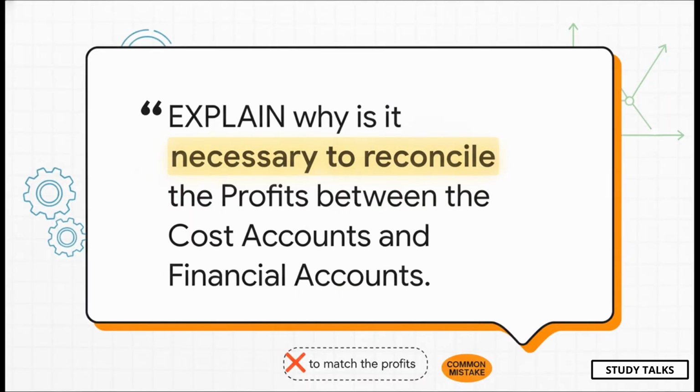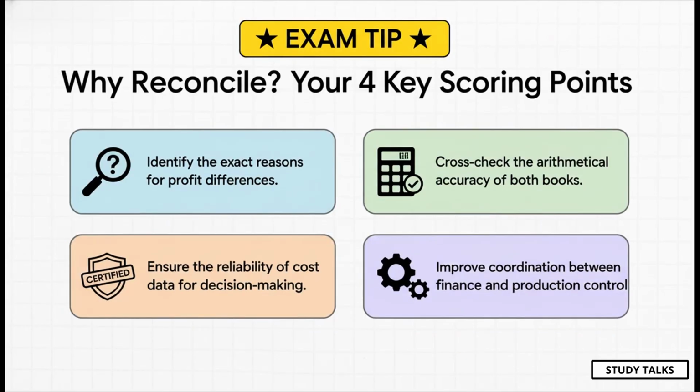And don't forget, you're going to get theory questions too, like this one, which is a favorite. Why do we even need to reconcile? You can't just write a one-liner. You need to give them solid technical points. So here are your magic keywords, your scoring points. Number 1, it helps identify the exact reasons for the difference in profits. Number 2, it acts as a check on the arithmetical accuracy of both sets of books. 3, it makes sure that the cost data we're using for important decisions is reliable. And 4, it helps the finance and production departments to stay on the same page. Write down these points and you are golden.